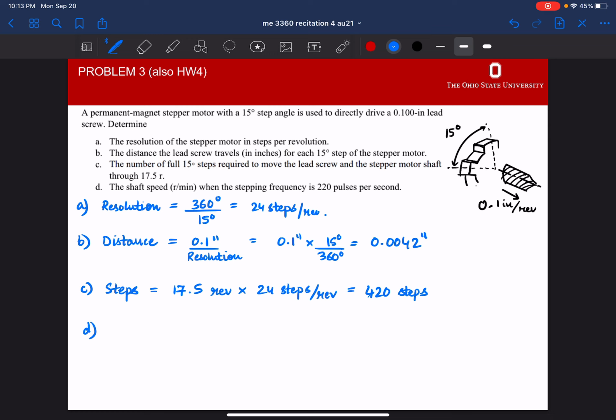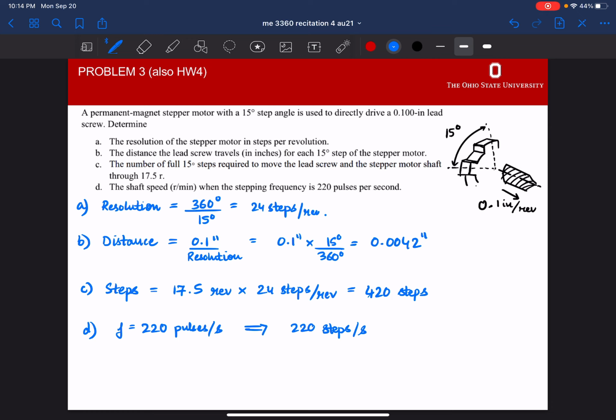Moving on to part D. They're asking us what would be the shaft speed when the stepping frequency is 220 pulses per second. So the key point here to note is that the frequency is given as 220 pulses per second, which is basically corresponding to 220 steps per second. So each pulse causes the stepper motor to move by one step, and since there are 220 pulses every second, the stepper motor is going to take 220 steps every second.